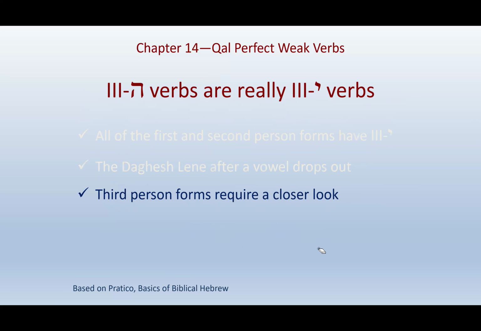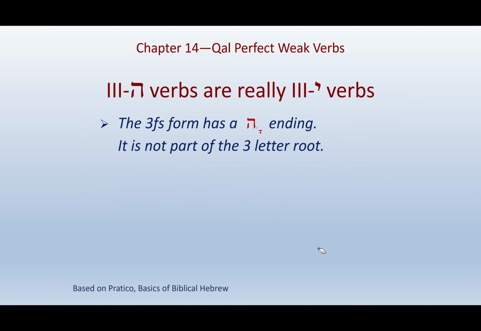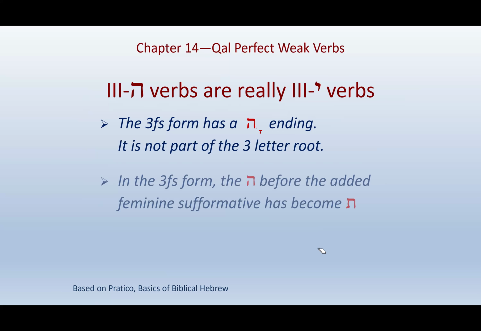Now, the third person forms are going to be a little bit more to look at here. So we have third person masculine and feminine singular, and then we have the third person plural. So those three. The 3FS has a qamets hey ending. This is not part of the 3-letter root. What we have instead is that the hey has been replaced by a feminine tav, which we've seen happen with, like, torah, back when we were studying nouns in chapter 4, and we see that it would be torat. You would sometimes get the tav in there instead of the hey.